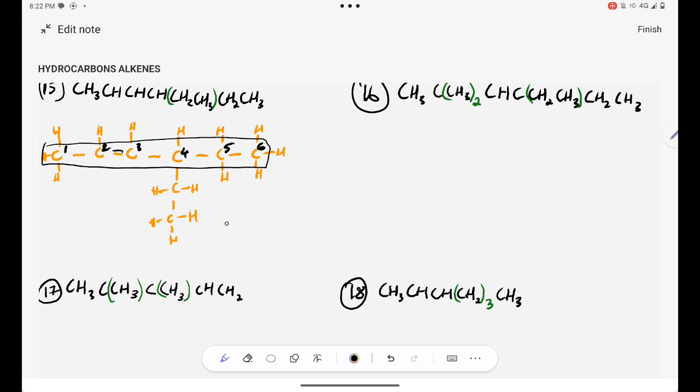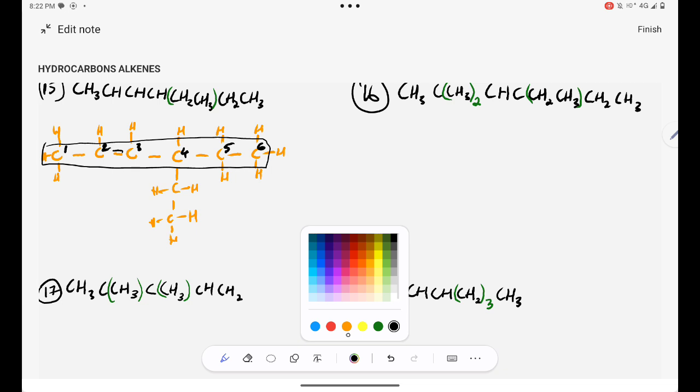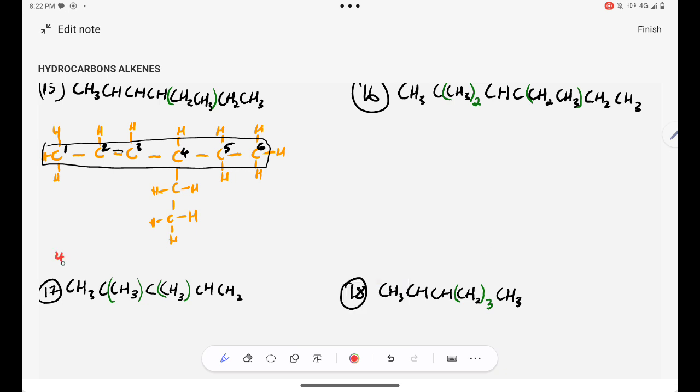I know that at carbon number 4, let me use red color, at carbon number 4, I have an ethyl, and then the parent chain has 6 carbons, so that's hex. Between carbon number 2 and 3, I have a double bond, so I'll write a 2, and then the suffix will be ene. That's 4-ethyl hex-2-ene.